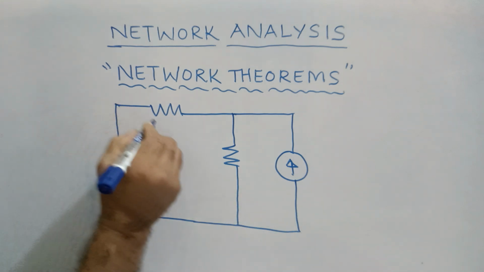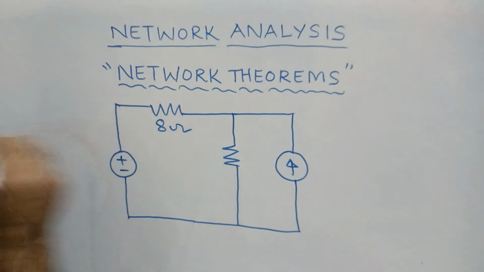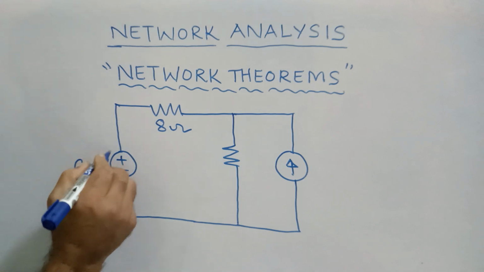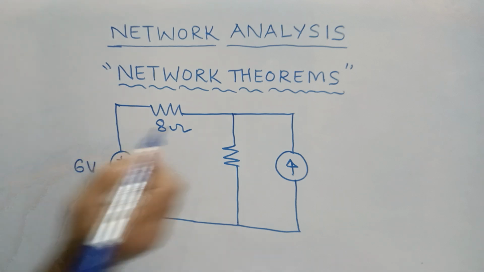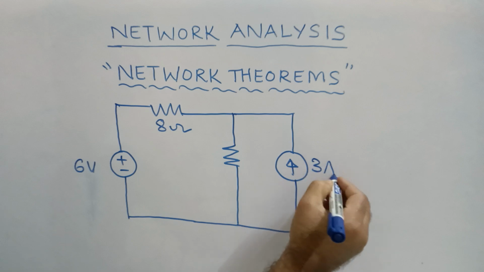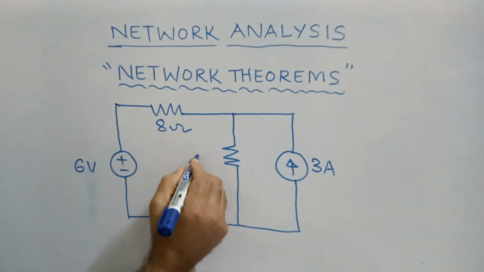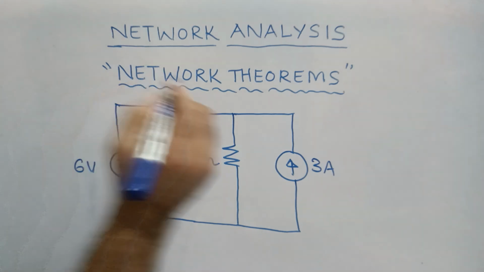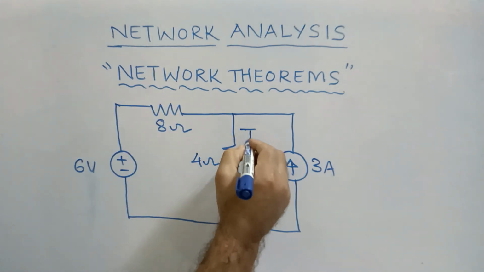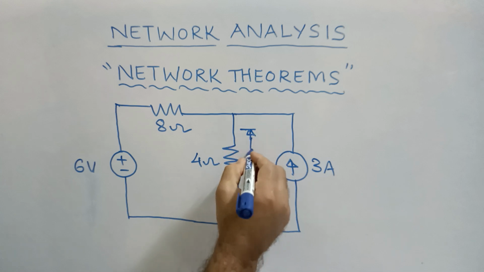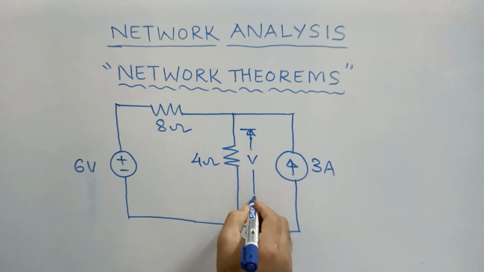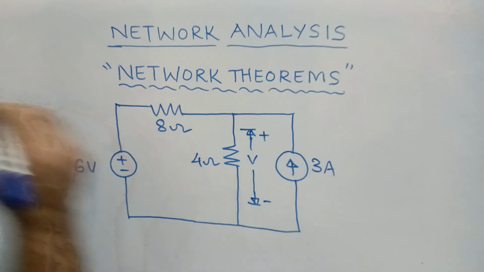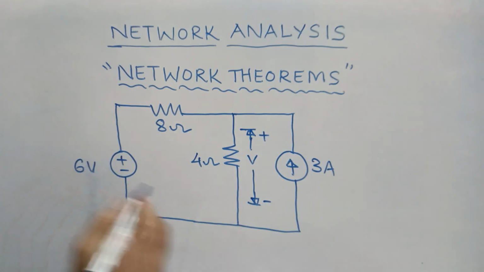It is an 8 ohm resistor given in the problem, a 6 volt voltage source, a 3 ampere current source, and a 4 ohm resistor. This is the simple circuit given. My question is, what is the voltage across the 4 ohm resistor? Find out. That is my question.